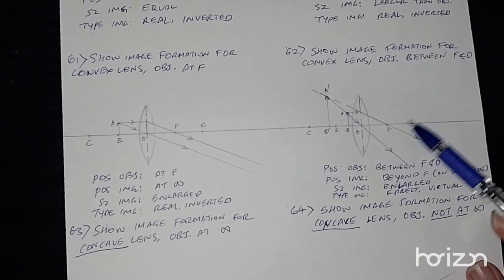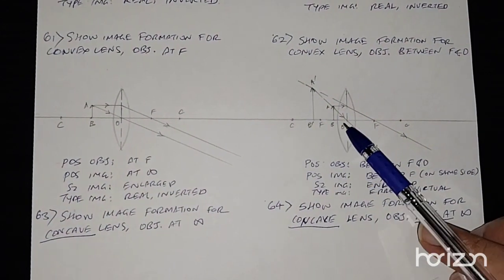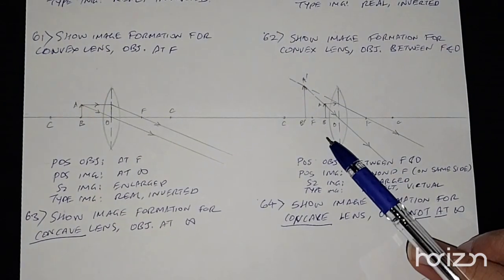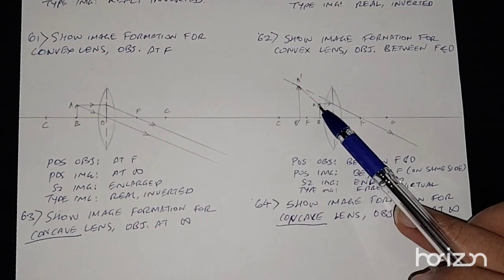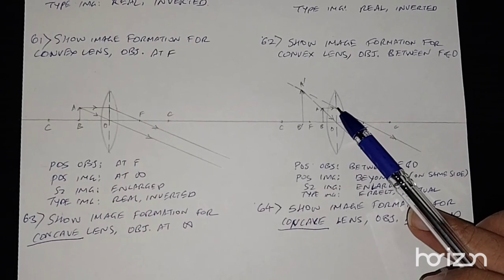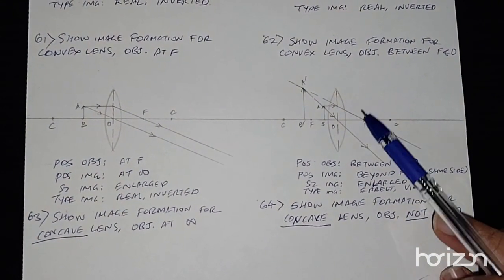Okay, so next case, show the image formation for convex lens when the object is between F and optical center O. Okay, now see what happens. You do the same technique. This is object AB. From A you shoot a ray parallel to the principal axis, it gets bent and goes through F.